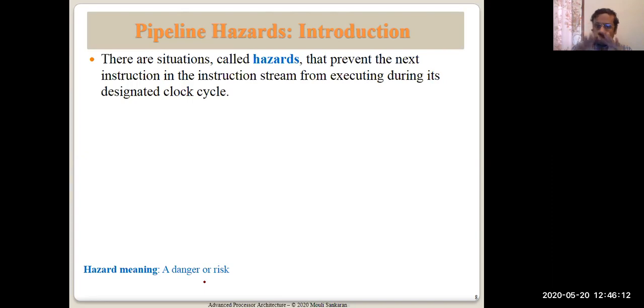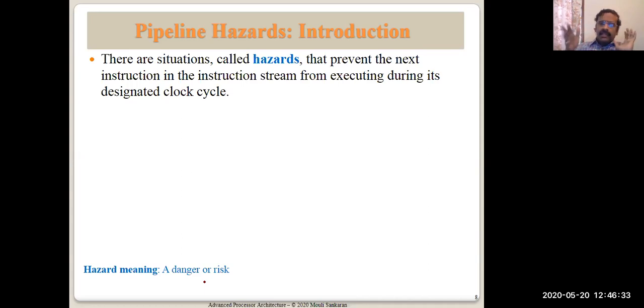There are many ways of solving it, either in hardware or in software, or in combination. Both hardware and software work together to solve some pipeline hazards. Now let me give you a little bit of overview. Why are we suddenly talking about hazards?